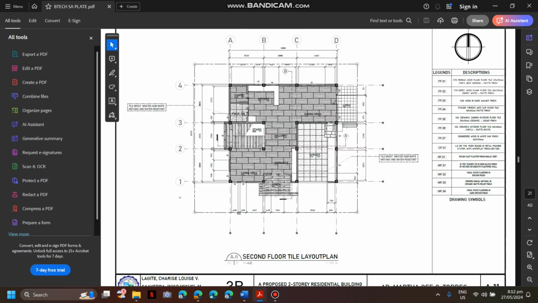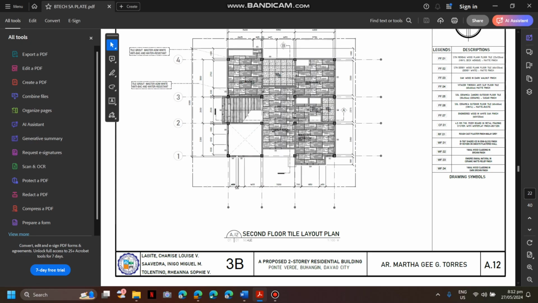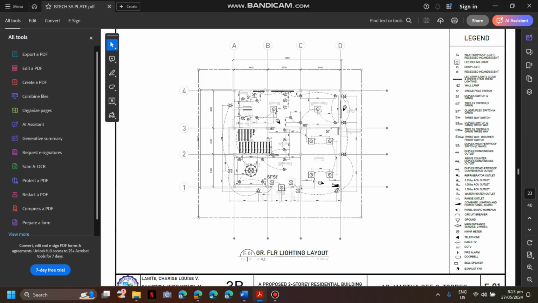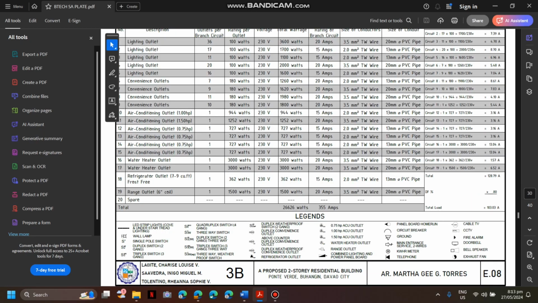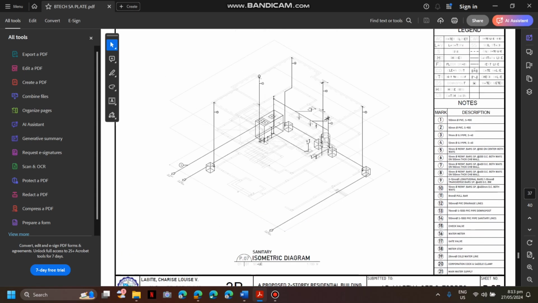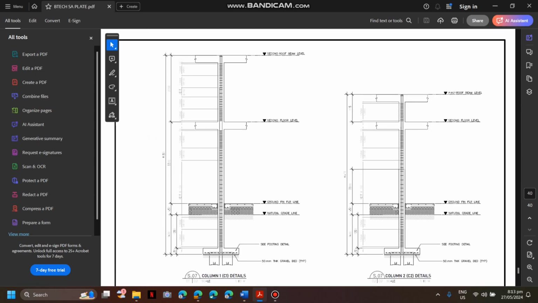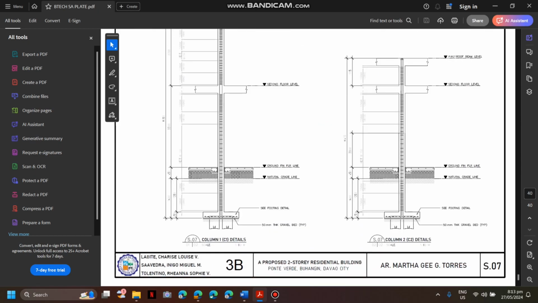Then we have the floor tile layout plans. Oh, it's lagging. Tile layout plans. We did not include any estimates regarding electrical, so skip this, as well as plumbing we did not include. Then schedules, rather, yes, schedules of the different beams as well as columns.